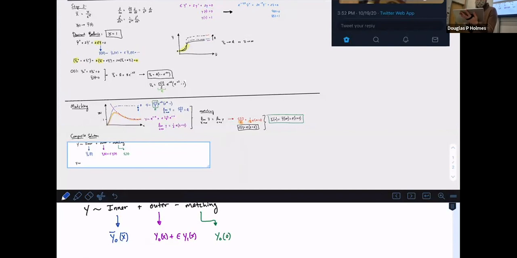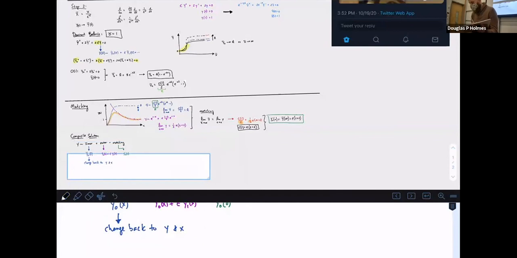So remember, before we do this part, that we need to take this thing and change back to Y and X. So kind of rescaling, remembering that X bar is actually equal to X over epsilon to the minus one. I kind of annoyingly ended up going through the inner solution after order epsilon and writing it down. So apologies for that. Let's see if we can just do this by hand though.